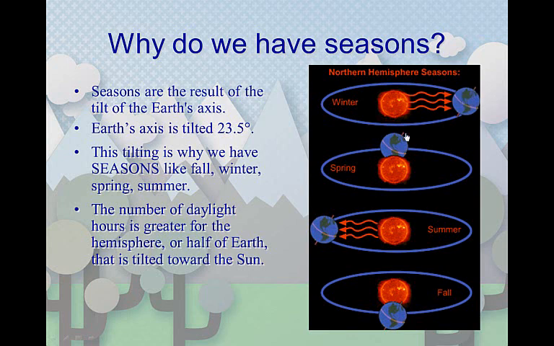so it's colder. Here is spring because we're getting even sun energy. Here in the northern hemisphere, the Earth is tilted towards the sun, so it's getting more of the sun's energy. And here is fall, again with the even distribution of energy.